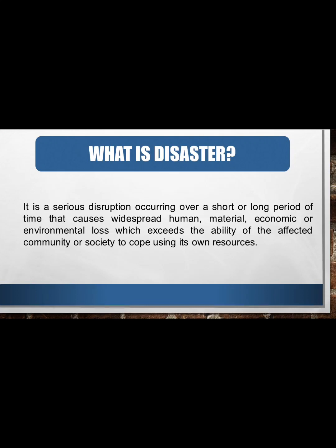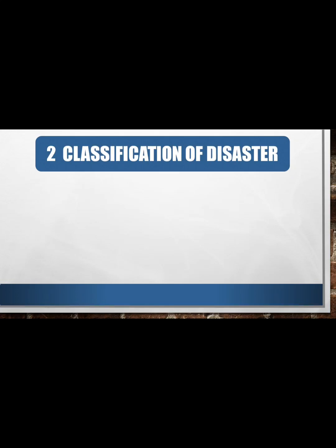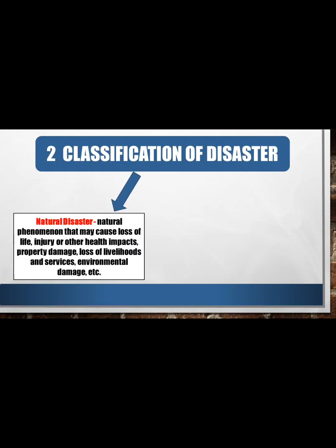It simply means that disaster is a sudden or great misfortune or simply any unfortunate event. So more precisely, disaster is an event whose timing is unexpected and whose consequences are seriously destructive. We have two classifications of disaster. The first one is the natural disaster. Natural disaster is a natural phenomenon that may cause loss of life, injury, or other health impacts, property damage, loss of livelihoods and services, environmental damages, and etc.